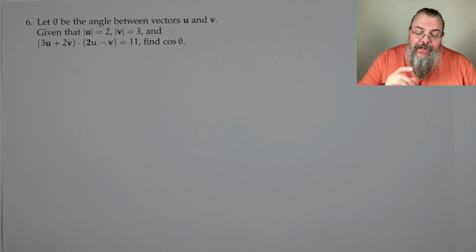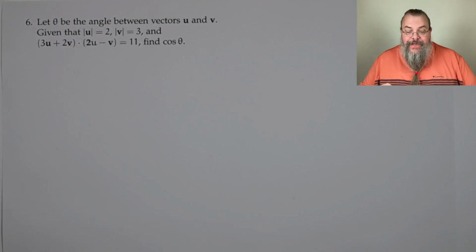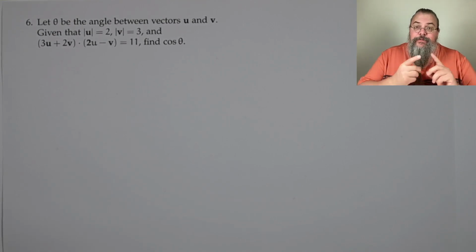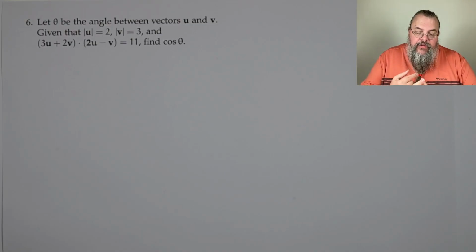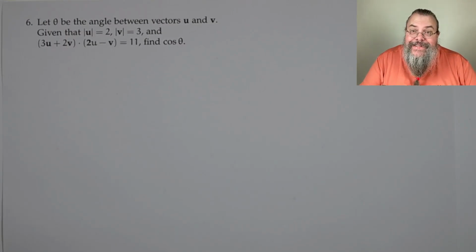Let theta be the angle between vectors u and v. Given that the magnitude of u equals 2, the magnitude of v equals 3, and (3u plus 2v) dotted with (2u minus v) equals 11, find cosine theta.